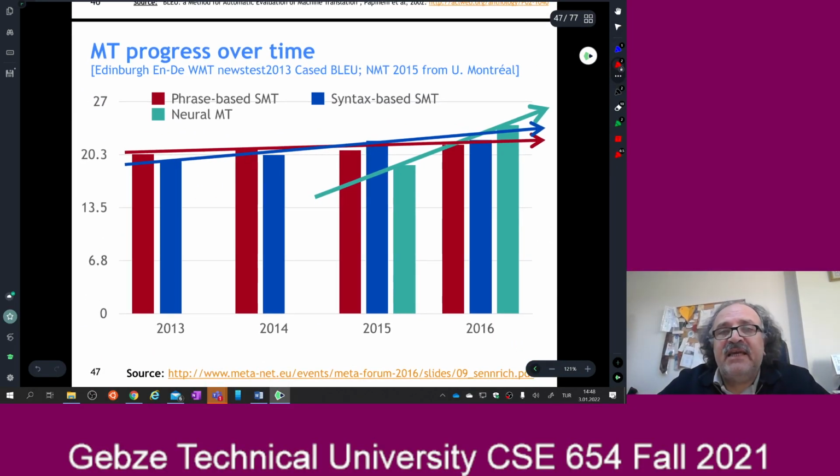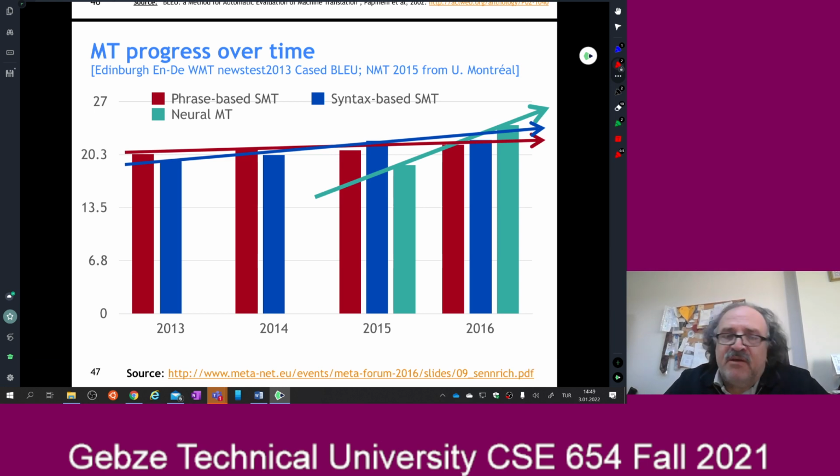Let's look at this again, the progress of machine translation over time when we compare neural machine translation and phrase-based machine translation. This is the rule-based stuff, the blue ones, and the phrase-based stuff. This neural machine translation actually started about 5 years ago, and as you see, these are the BLEU scores. As you see, in just 2 years, it took off.